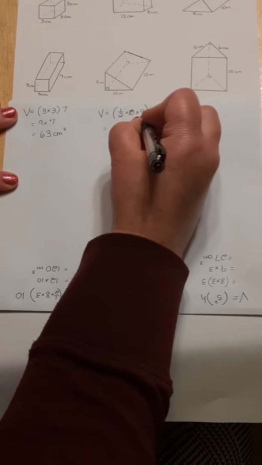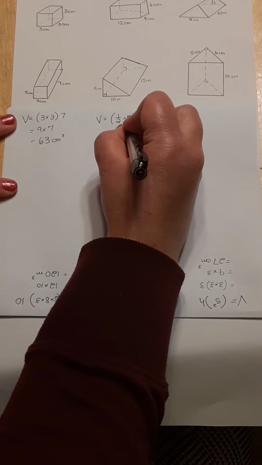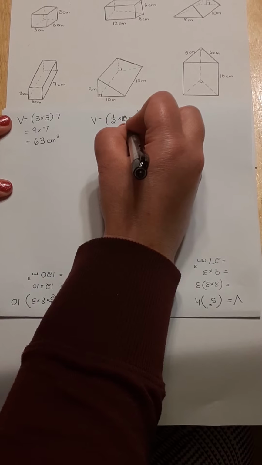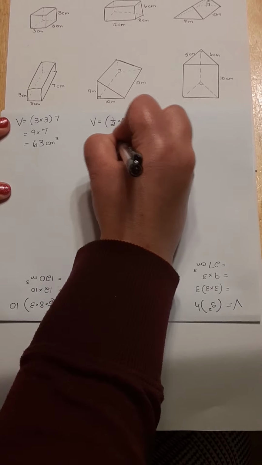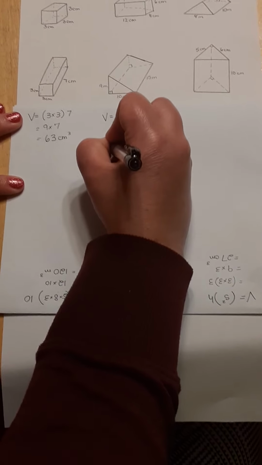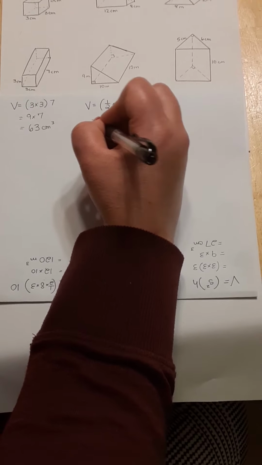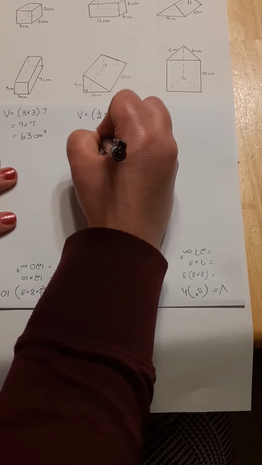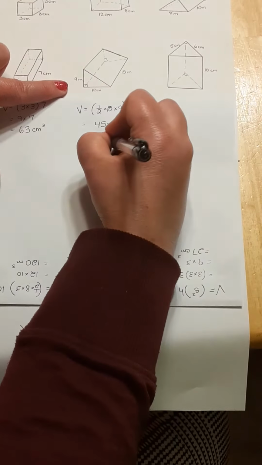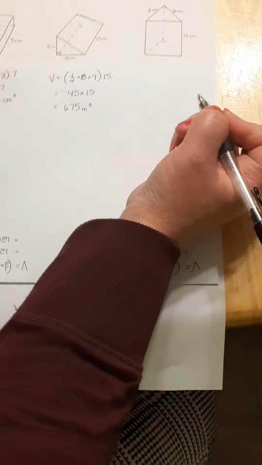So go ahead. 9 times 10 is 90. Half of 90 is 45. And I'm going to multiply that by 15. And 45 times 15 gives me 675. I'm using meters, and it's cubed.